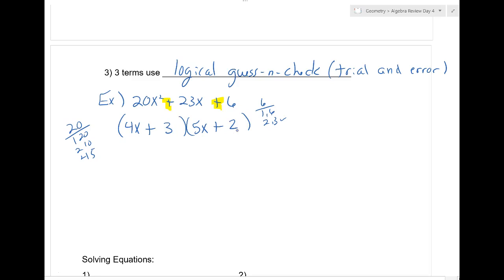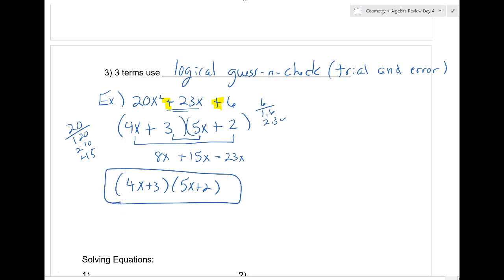Then how do we check if we guessed correctly? Well, you do OI. Take the outside: 4x times 2 is 8x. I do the inside. What's 3 times 5x? Well, that's 15x. Well, 8x plus 15x equals 23x. Well, that means we did it right. So my final answer is going to be 4x plus 3 times the quantity 5x plus 2.